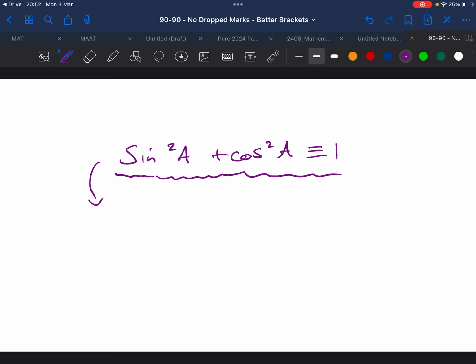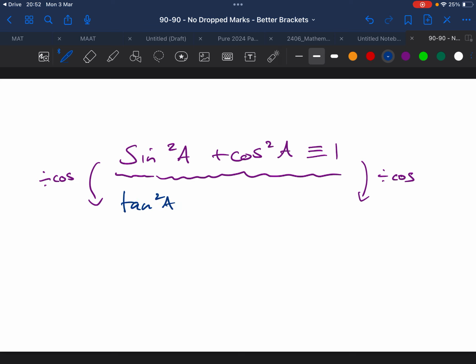So sine squared plus cos squared is 1. Okay, we need to remember how to get the other identities. So the first thing I'm going to do, I personally like the one where you divide by cos first. So let's do that. Sine over cos generally is tan, and sine squared over cos squared is no different. That's going to be tan squared.